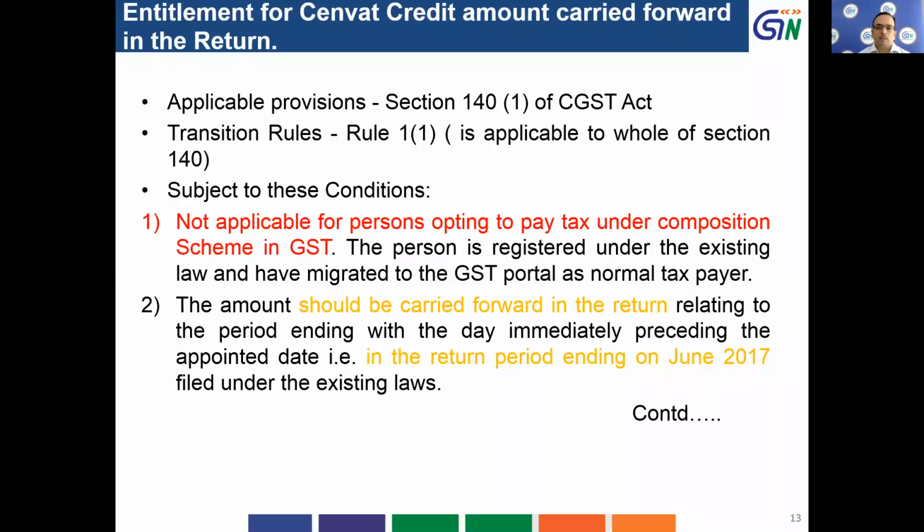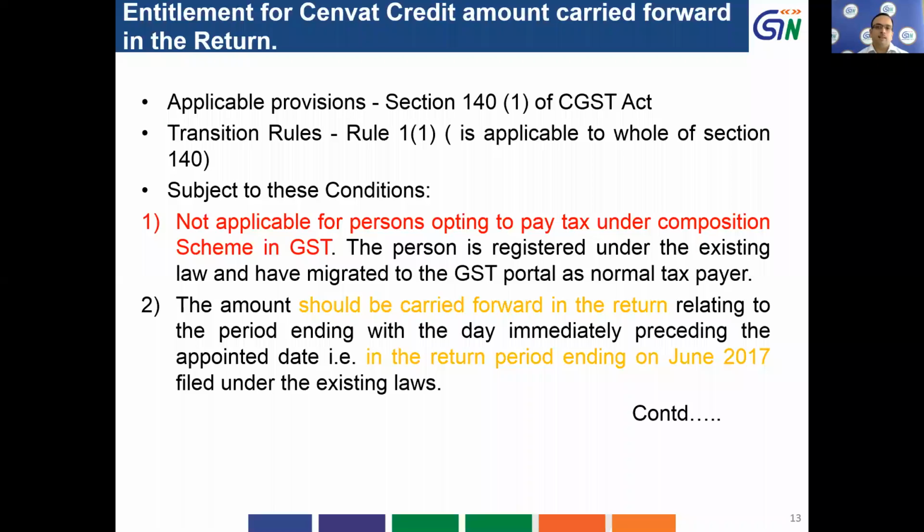And the transition rule which is applicable is rule 1 sub rule 1. And if you notice, rule 1 sub rule 1 is applicable to the whole of section 140. So whatever provisions are there in section 140, transition rule 1.1 will be applicable to all of them. So the entitlement for credit amount carried forward in the return.